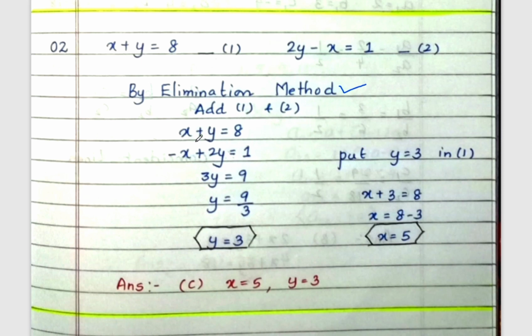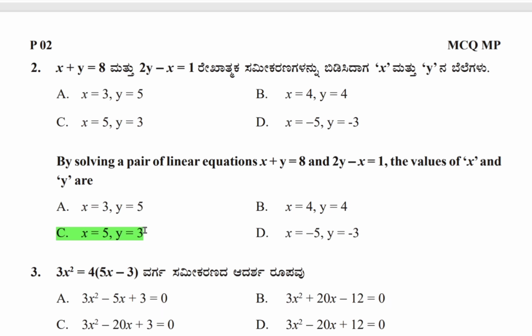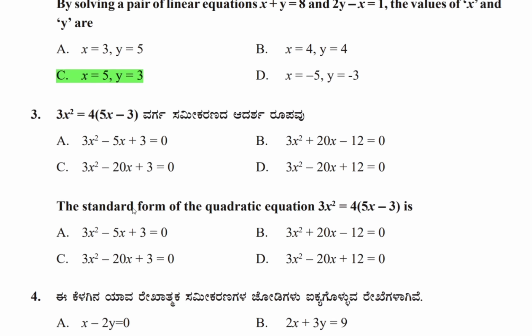Now we get y plus 2y equals 3y, which is equal to 8 plus 1 equals 9. Now y equals 9 divided by 3. We get y equals 3. Substitute in any one of the equations. We get x equals 5. Therefore, the correct answer is x equals 5, y equals 3.